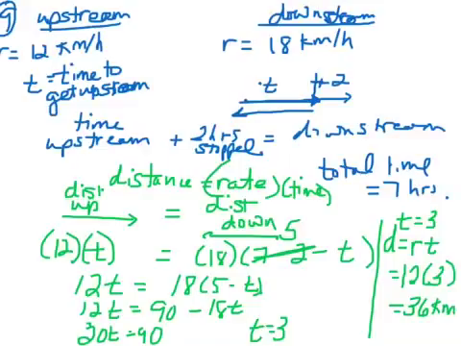So what we did is we had to describe our distance in terms of the rate upstream and the rate downstream. So each distance had to get described that way. And then we had to talk about the time that it went going upstream and downstream.